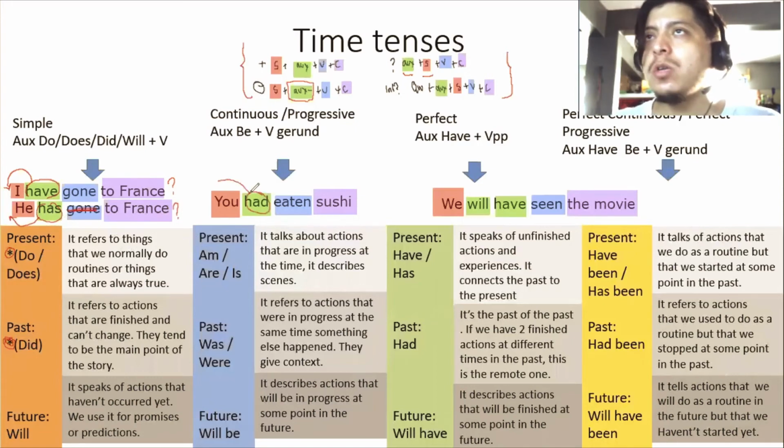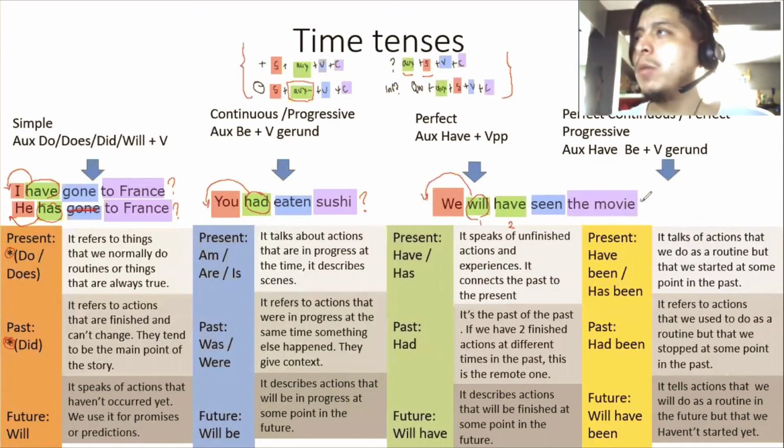Had you eaten sushi? Yes, I had, or no, I hadn't. In the future continuous, future perfect, we have two words. What do we do? When our auxiliary is two words, only the first word switches positions with the subject. And we say, will we have seen the movie? Will we have seen the movie? No, we won't, or yes, we will. No, we won't have, yes, we will have seen the movie.